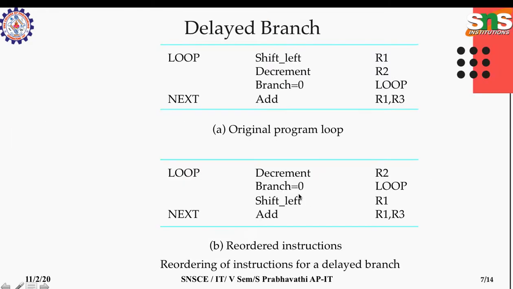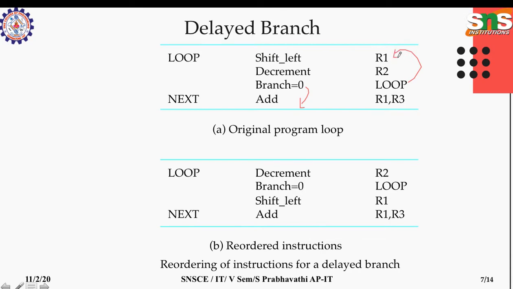Okay, I will take you to a little coding that will make it clear. See here, this is the actual program to be run. Here the loop label is loop, shift left this register R1 and decrement the register R2 and check the condition whether R2 reaches 0 or not. If it reaches 0 we should not loop, it should come out of the looping. Otherwise it needs to go and execute these two instructions.